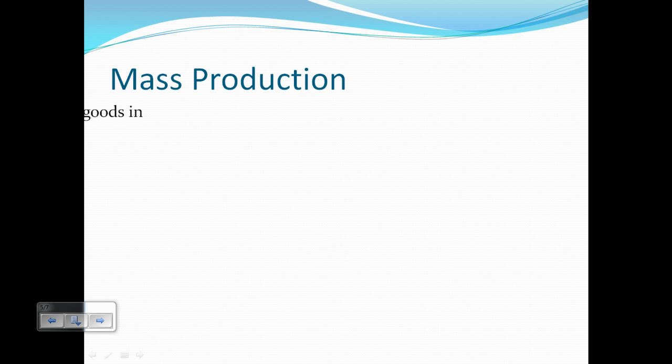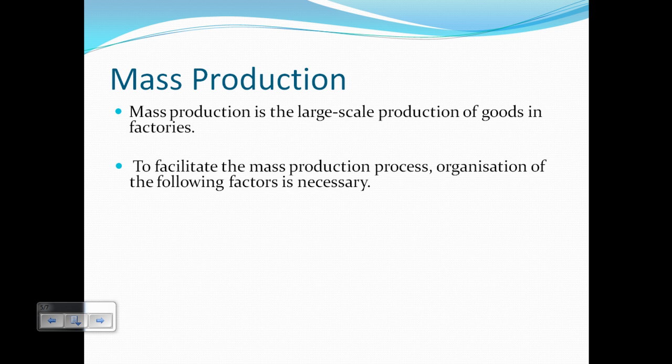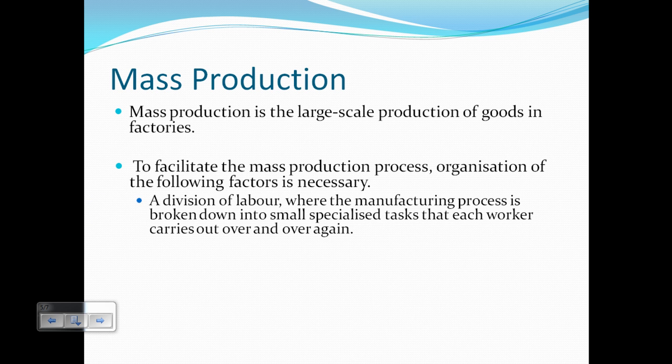Next, we have mass production. So when we talk about mass production, we're talking about the large-scale production of goods in factories. Most people would have seen examples of mass production on things such as car lines, when you have the assembly line and all the machines on the side building the pieces of the car as it moves along. If you're going to set up mass production, you need to follow a few simple steps. You need to ensure that you have a division of labor. So the manufacturing process is broken down into small specialized tasks that each worker carries out over and over.